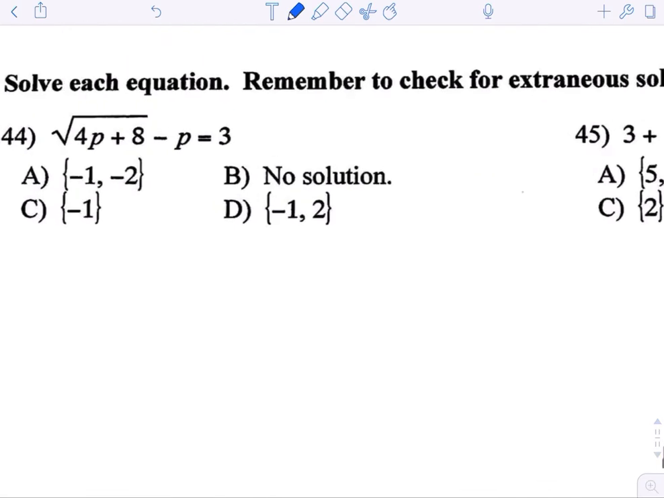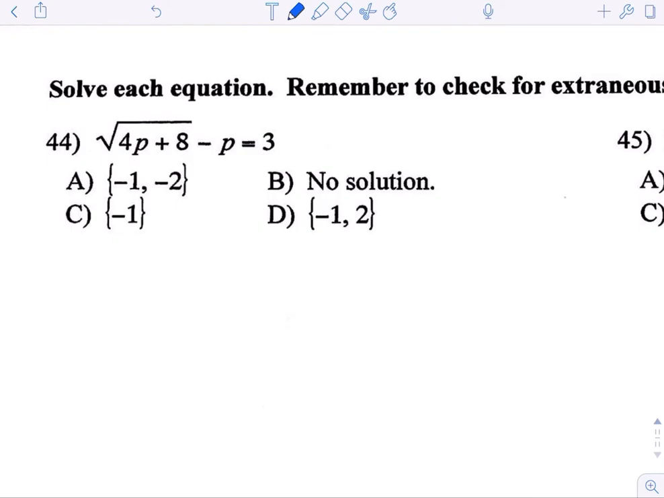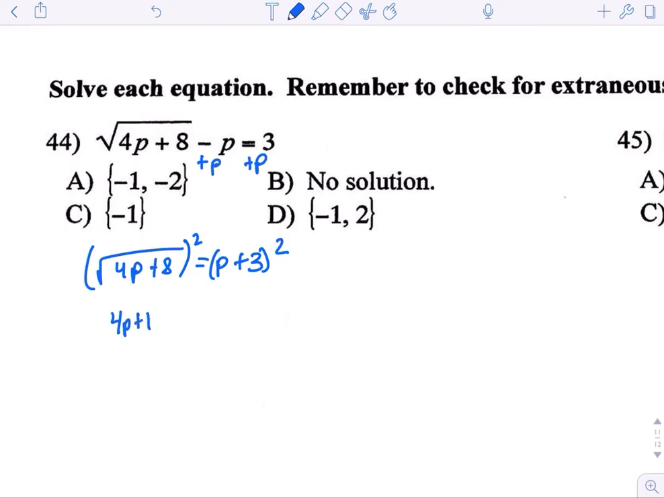Alright, last two. When you solve for these ones, first you have to isolate the radical. So I'm going to add p to both sides. So 4p plus 8 is equal to p plus 3. Once you isolate the radical, now we can exponentiate. So I can raise both sides to the second power. A square root and a second power cancel, so we just get 4p plus 8. Okay, p plus 3, remember, looks like this, right?